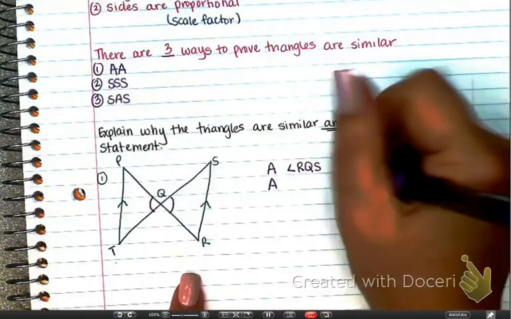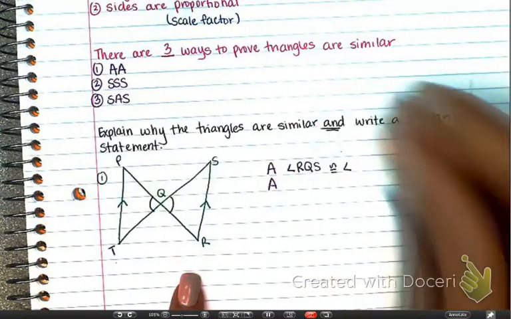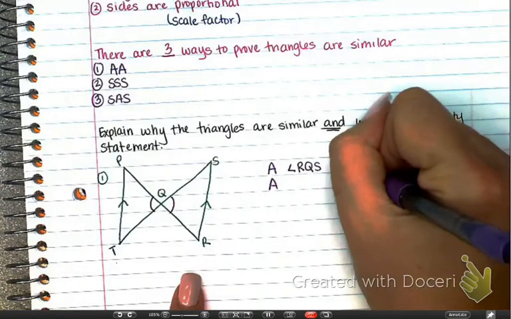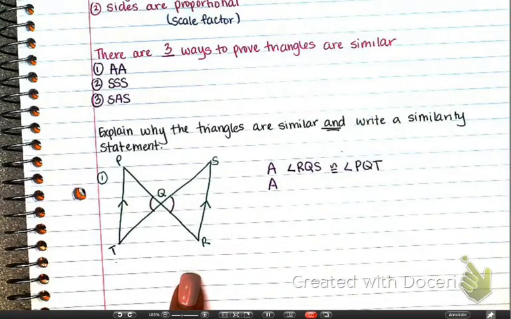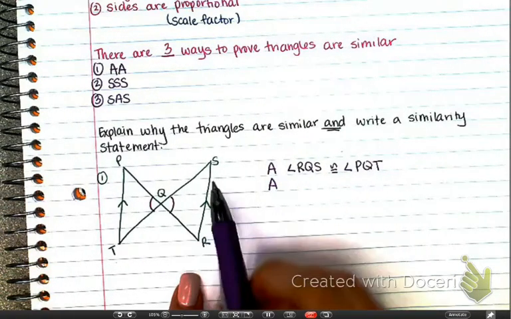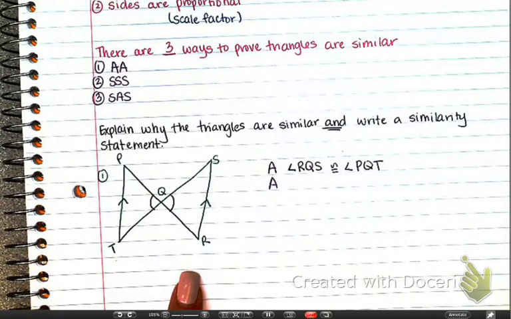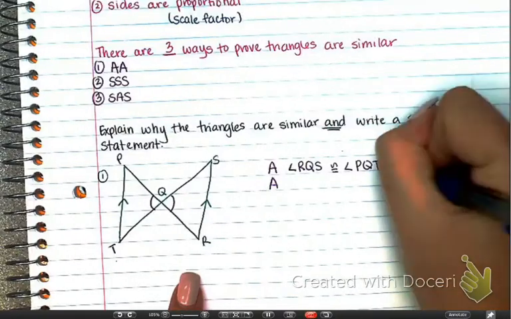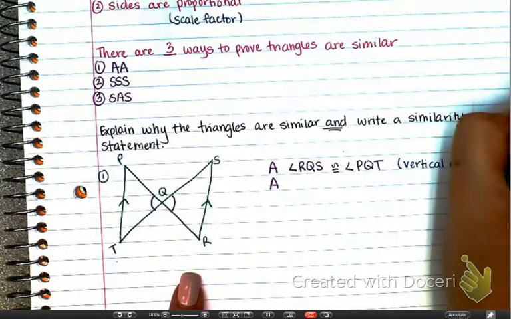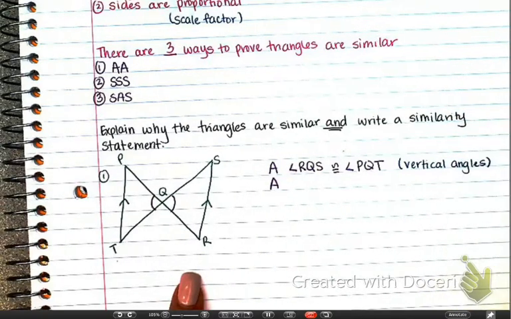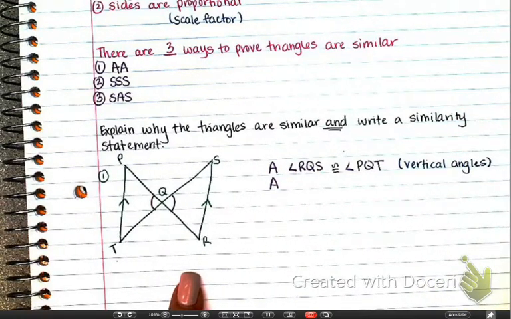Yeah? Is congruent to angle PQT. And I'm going to show you why I wrote it that way in a second. So angle RQS is congruent to angle PQT. And if you just want to make a note to yourself, we know that they're congruent because they're vertical angles. You don't always have to write that, but it's helpful right now as we're going through notes.